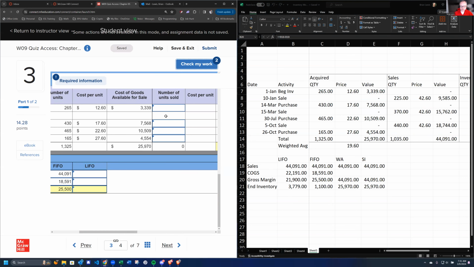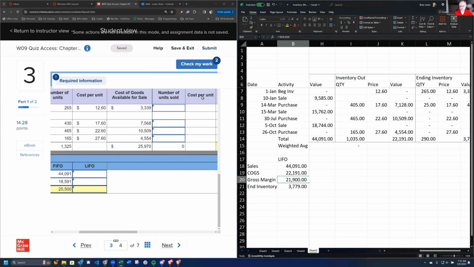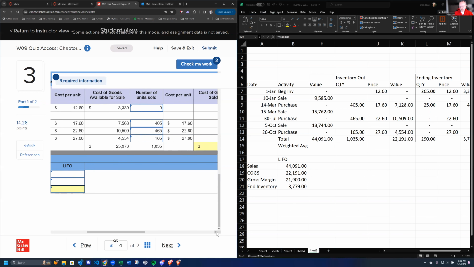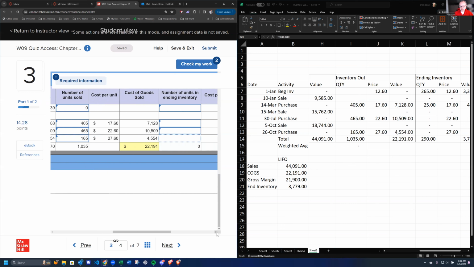Under FIFO, number of units sold is going to be inventory out right there. This one's going to be 0. This one's going to be 405. This one's going to be 465. And this one's going to be 165. Okay, so that matches our number. The 22,191, yeah, that matches.